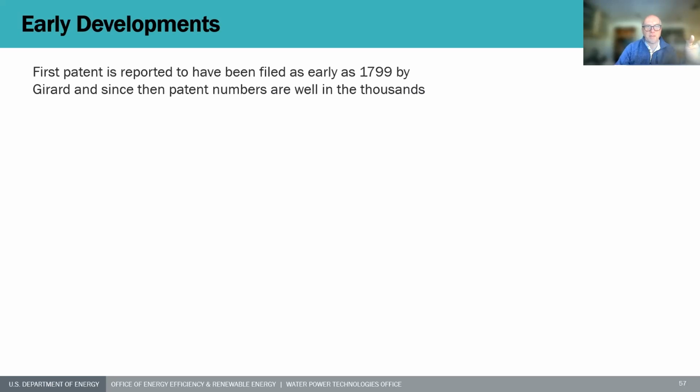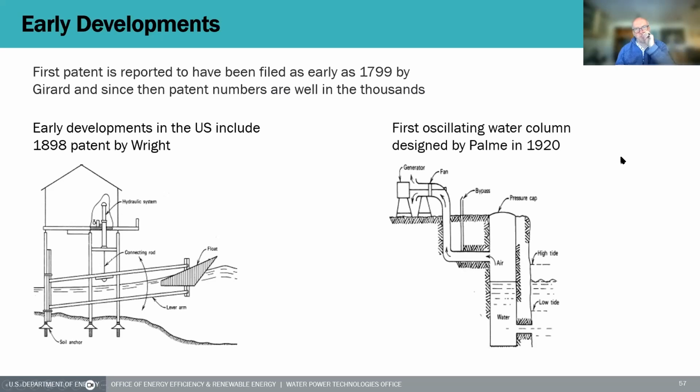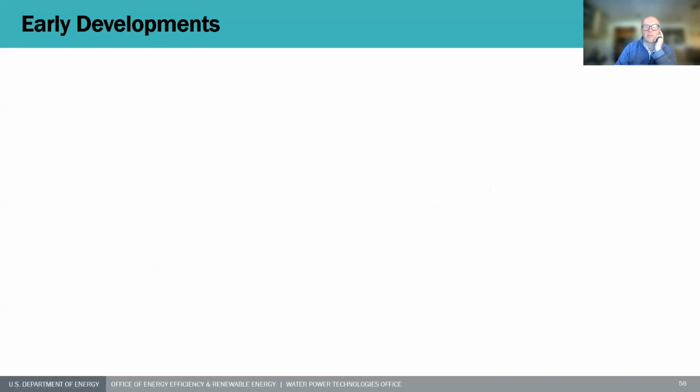So we have thousands of patents in the meantime. Something close to home, in 1898, I presume maybe Mrs. Wright, developed a floater that's connected to a mechanical system which drives a hydraulic ram. And on the right-hand side, we have a patent from 1920. You can see here there's the water surface. There's a duct to an internal free water surface that moves up and down, pushes air through a ducting system through a turbine. So this is the first oscillating water column reflected in a patent.